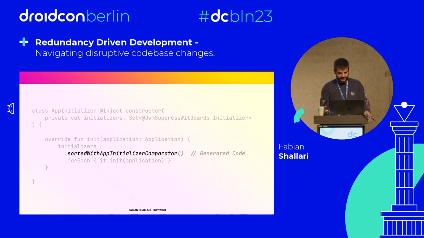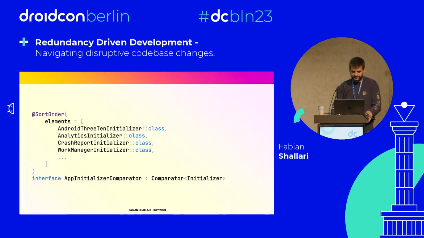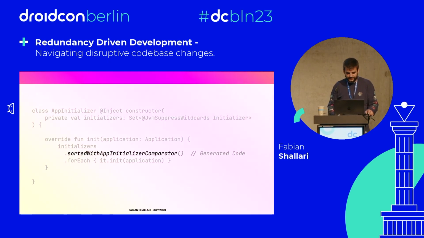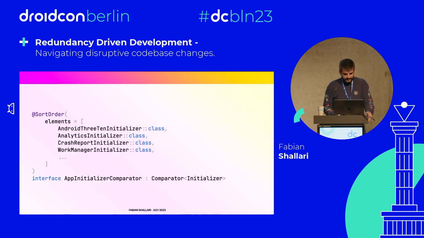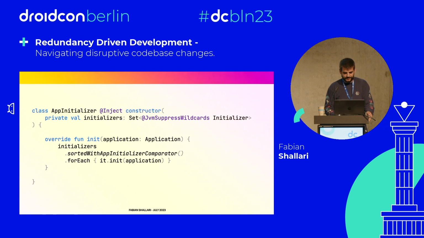We generate some code with KSP. The code we generate is kind of beyond the purposes of this talk, but this is what gets configured, actually. It's just a comparator interface with a sort order annotation, and the elements in the sort order, you can see that they're explicit, it says sort order, so the order is important. And from this interface, we generate that extension method. So this is what we started with, and this is what we ended up with.